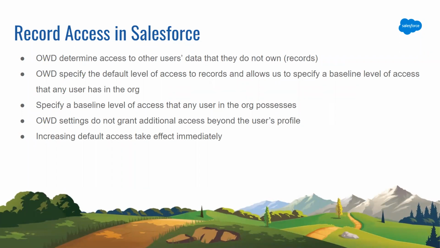And then besides the objects, you have specific record access within Salesforce. And so this would be, in my mind, like a subset of what composes an object. For example, various contacts or various accounts or opportunities. The initial organization-wide defaults determine whether or not a user can see records that are not their own.